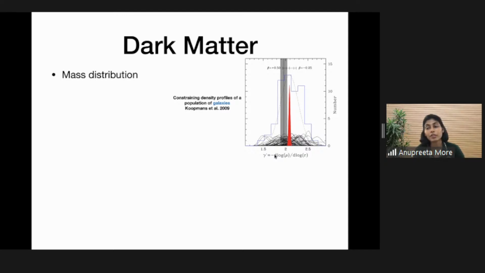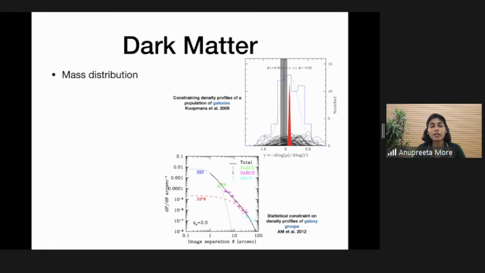We can get an idea of another mass at a different radial distance, and that way we can probe how the mass is distributed at different radial distances, and that allows us to get an idea of how the mass is distributed within a galaxy. So not just the total mass, but also how the dark matter is distributed in these galaxies.